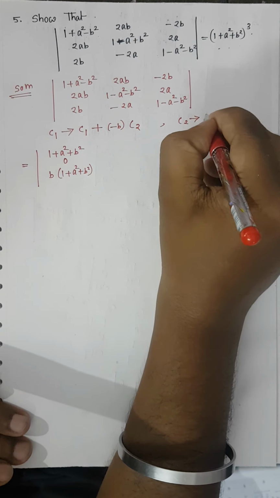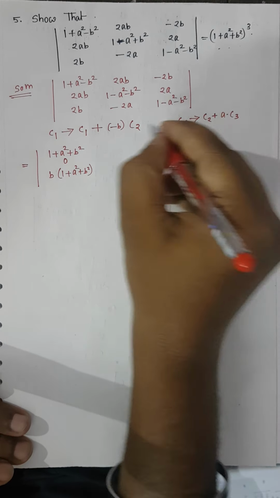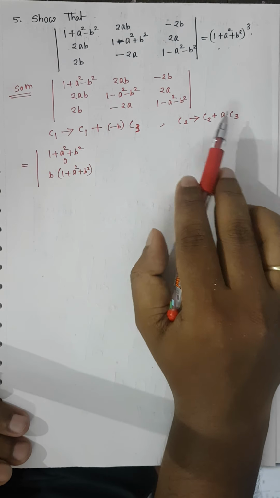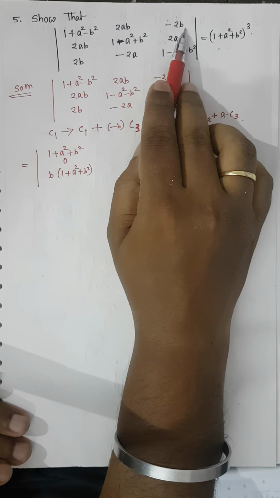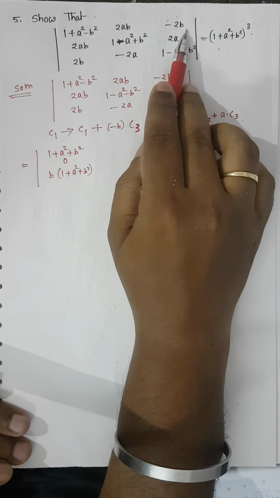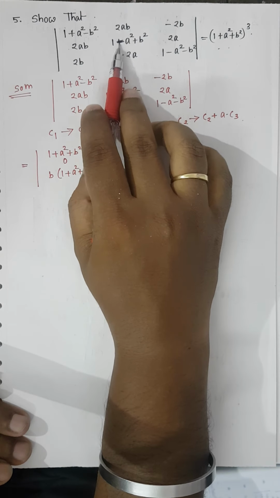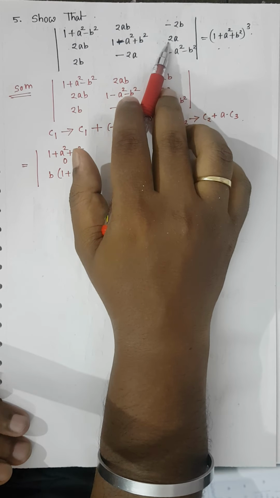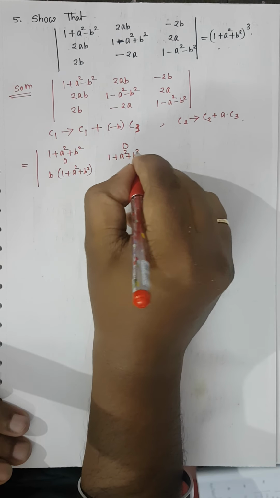Okay, and similarly in column 2, column 2 changes to column 2 plus a into column 3. Why a? This is minus 2b. If I multiply by a, it is minus 2ab. If I add them, it will be 0. This is 0. Here it is 1 minus a square plus b square. If I multiply by a, this is 2a square. If I add them, I will have 1 plus a square plus b square.